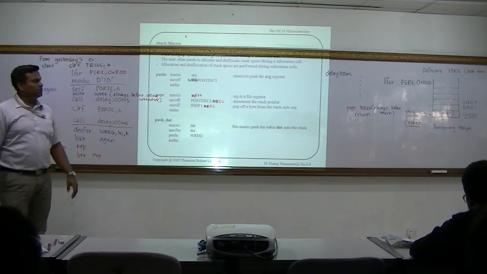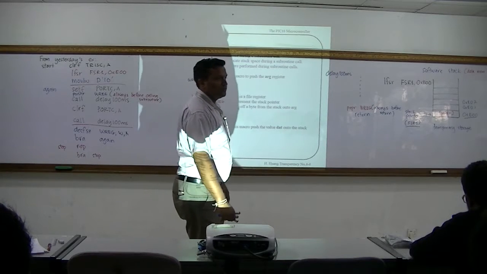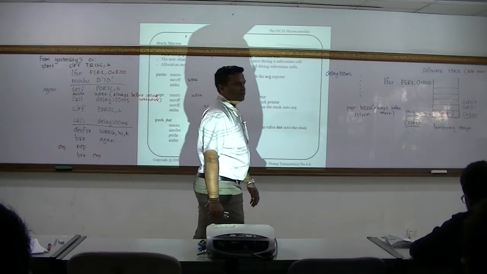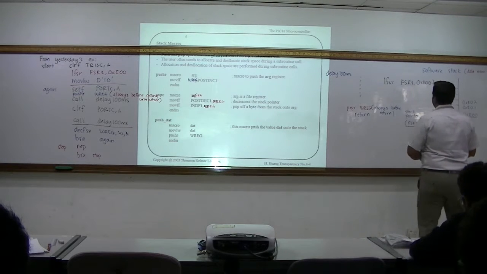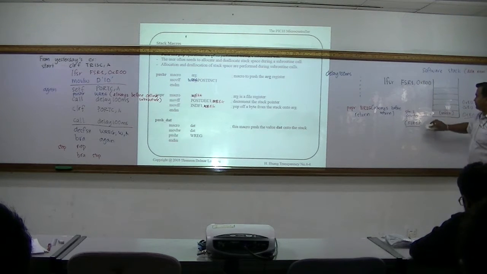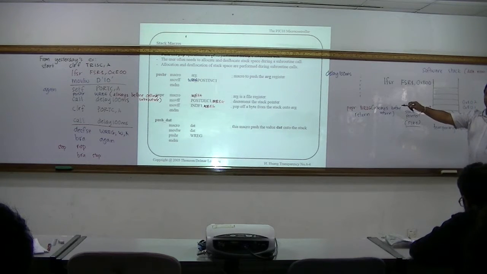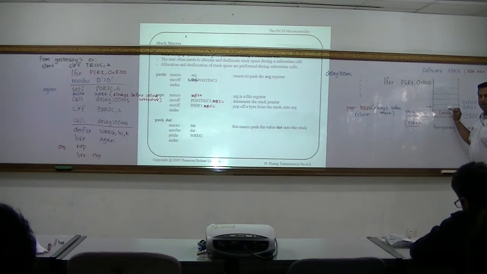Yes. After the dummy value, the dummy address. First FSR is pointing up here, right? Pop R, you see there's 2 lines in pop R. The first one is you move the content pointed by FSR1 to working register, which is here. I do not know what is here, but whatever here will be loaded into working register. After you load that, you decrease by 1, right? Post decrement. So your pointer will come here.